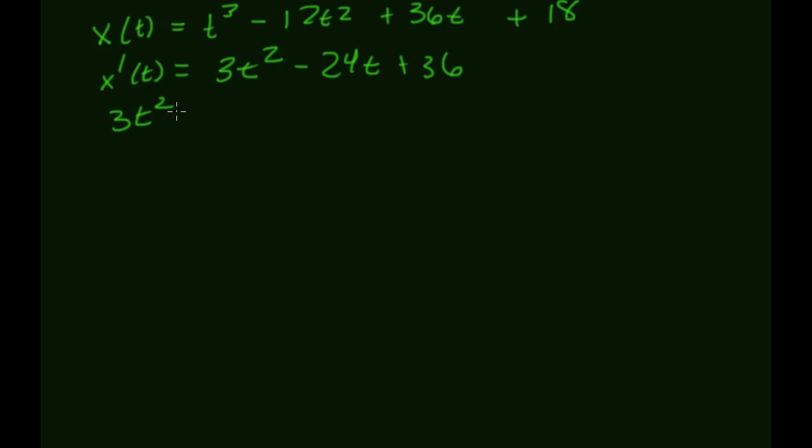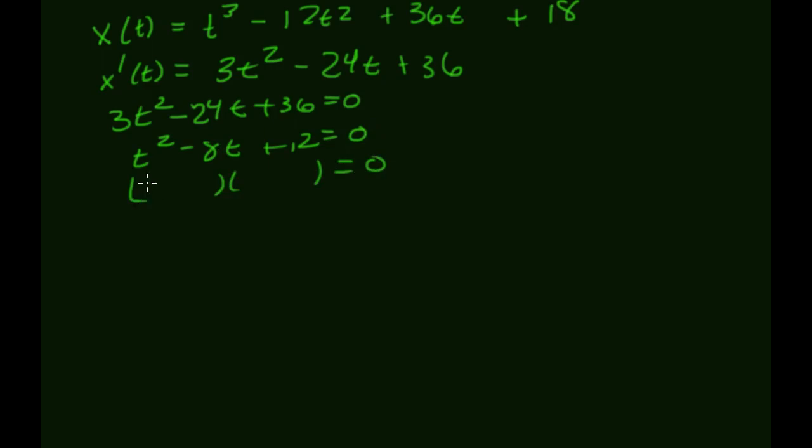If I set 3t squared minus 24t plus 36 equal to 0, I have a common factor of 3. So that's t squared minus 8t plus 12 equals 0. This is a factorable polynomial. It's t minus, minus, sorry, that's not correct, it's minus minus. They have to add to negative 8 and multiply to 12, so that would be 6 and 2. So when t is equal to 6 or t is equal to 2, we can have a change in direction.